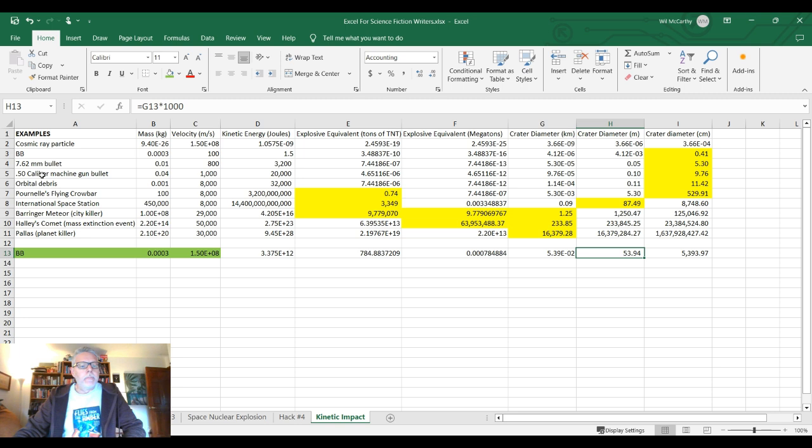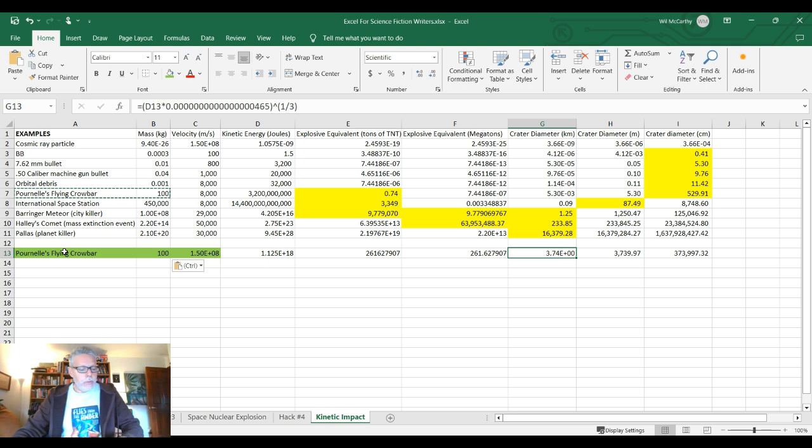But let's say that instead of a BB, let's try one of Cornell's flying crowbars. Let's paste that in. Clipboard error. No, thank you. All right. In that case, if we have a 100-kilogram crowbar that's traveling at half the speed of light, that gives us a crater diameter of about 3.75 kilometers. So this is definitely a city killer, a weapon like this.